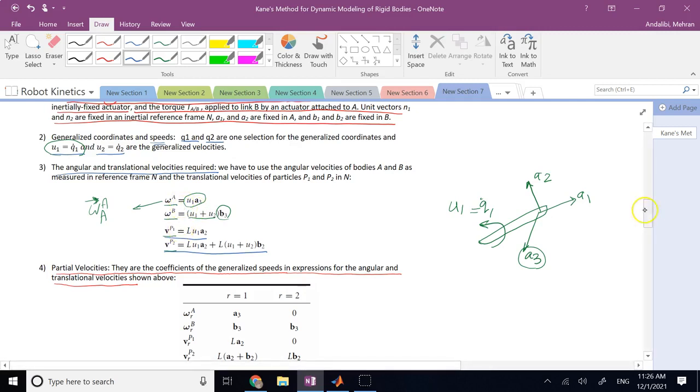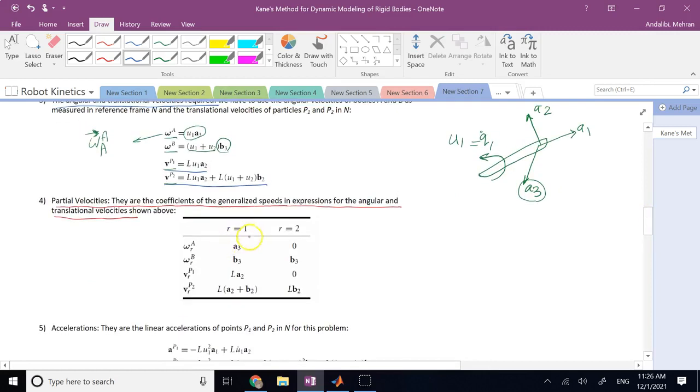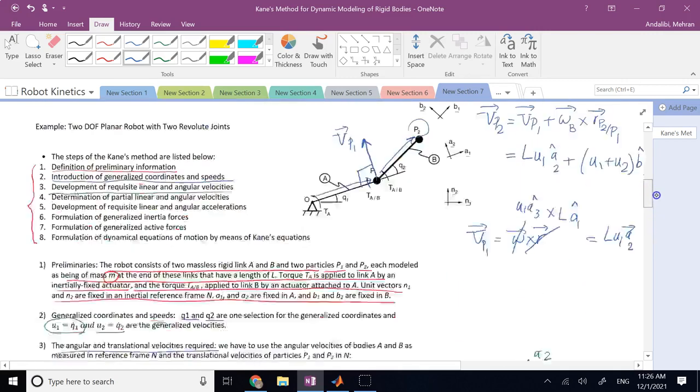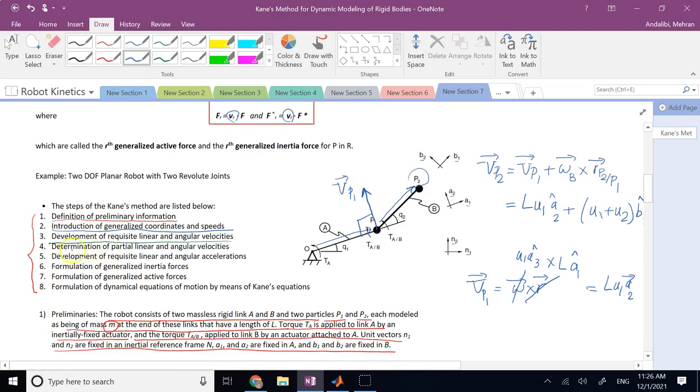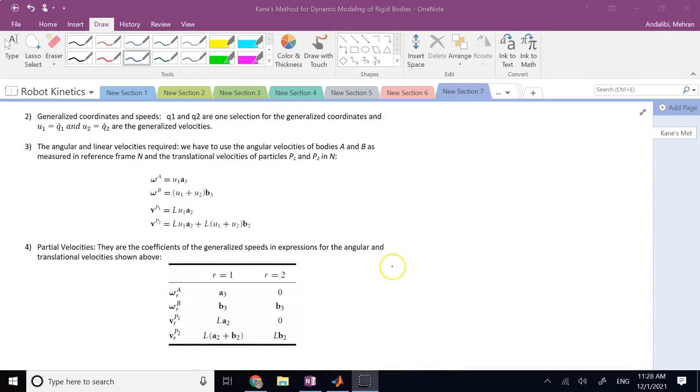Using these, in the next step, I can determine those partial velocities, those VRs, or omega Rs, that I need to use in my formula. Okay, so that's step number 4 now, determining the partial linear and angular velocities, the VR or omega R terms. Okay, so let's go ahead and do that. This step is not hard at all.